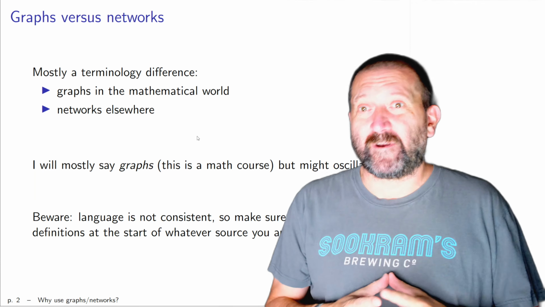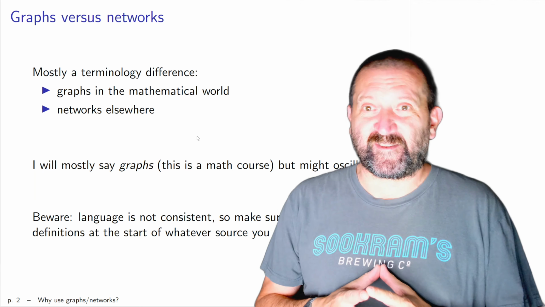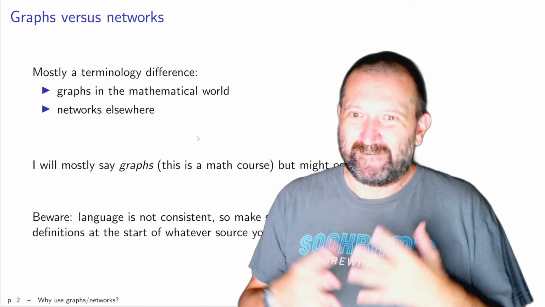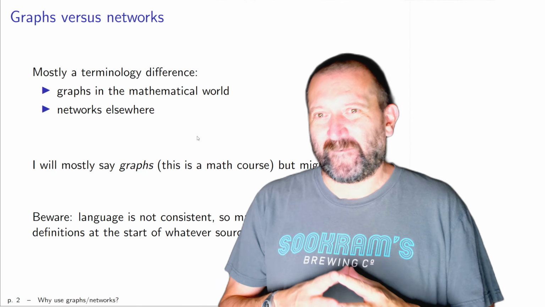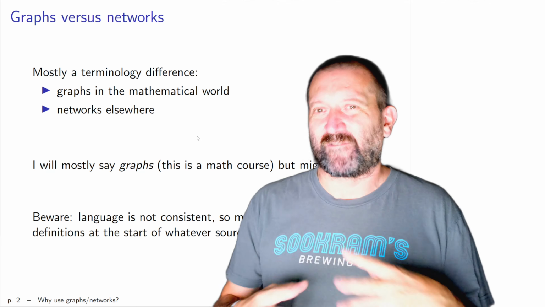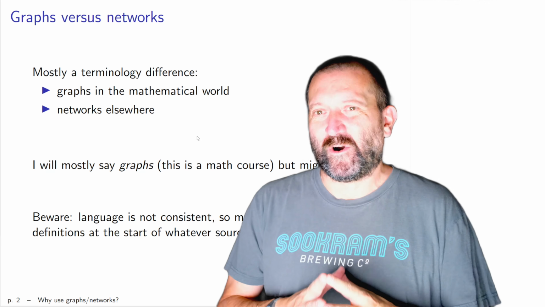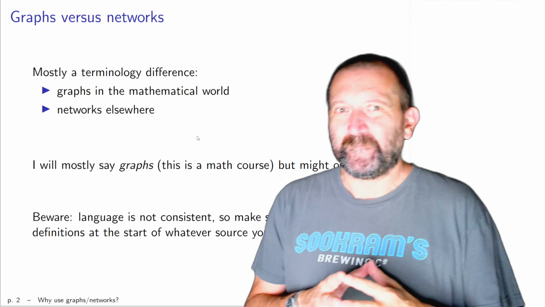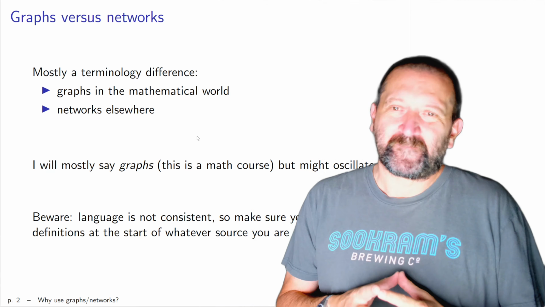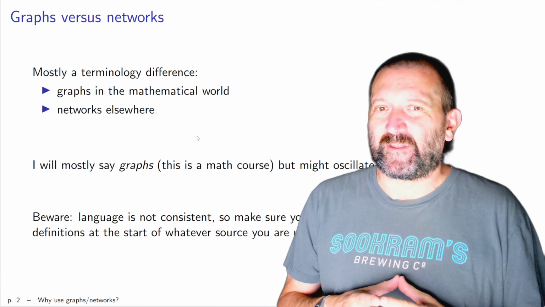Another disclaimer is that you probably know graphs as networks, and the two are usually essentially the same. In mathematics, we tend to think of networks as graphs with weights, but I'll use both terminologies sort of equally. I will mostly say graphs, but from time to time we'll talk about networks.